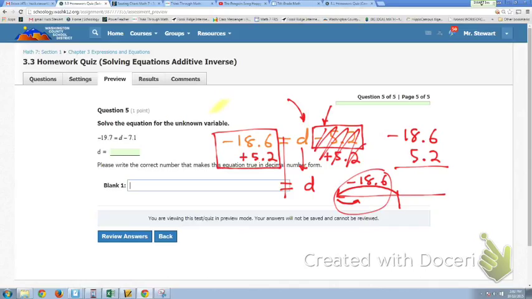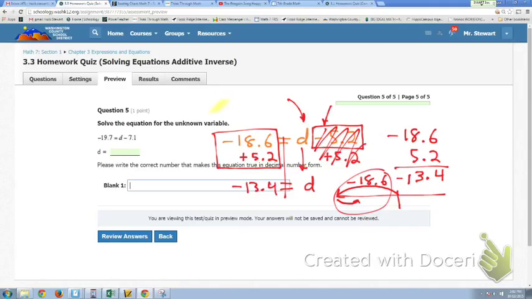So 6 take away 2 is 4, bring down the decimal. 8 take away 5 is 3. 1 take away 0 is 1. And I know that my answer is going to be negative. So I can say that D is equal to negative 13 and 4/10.